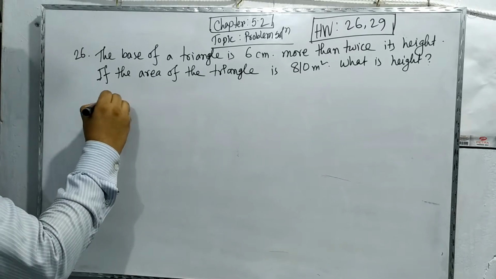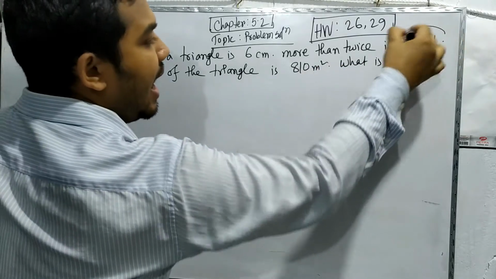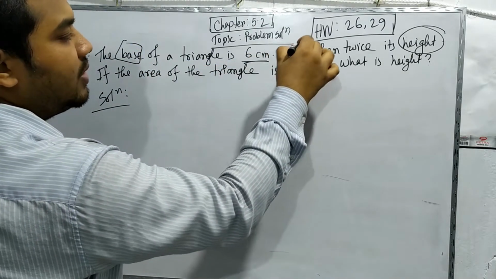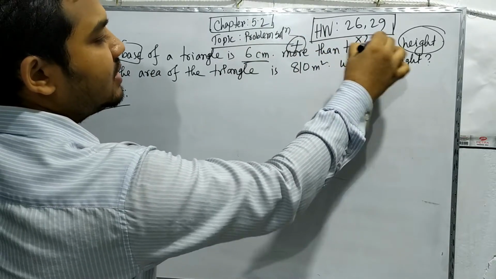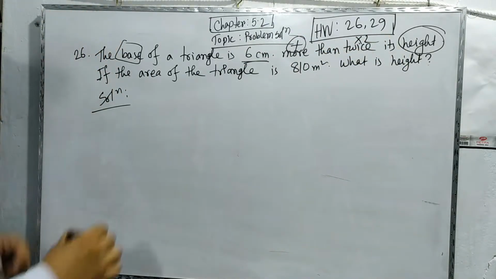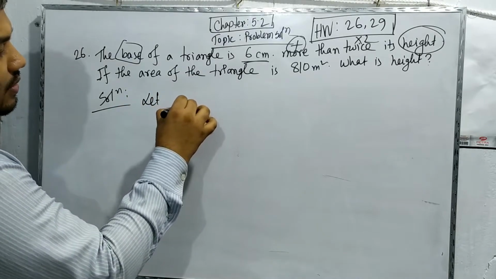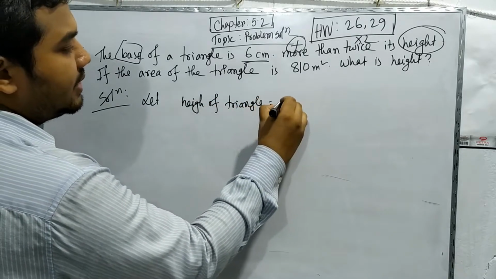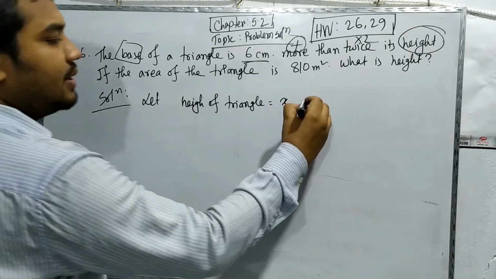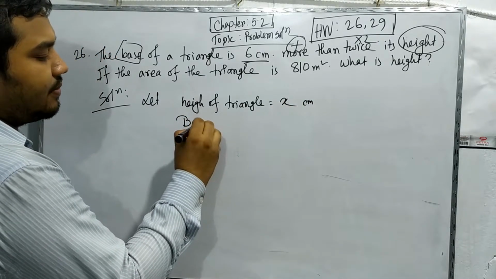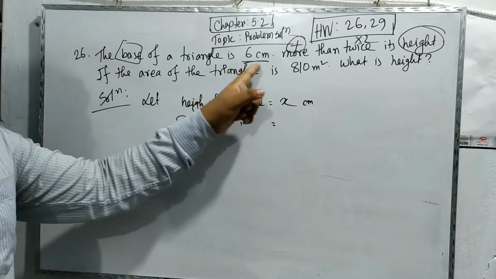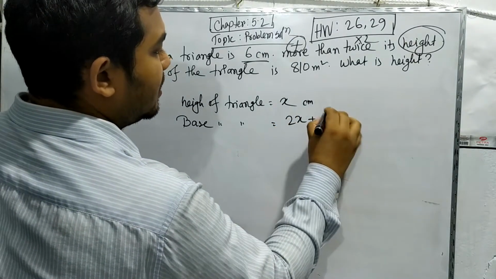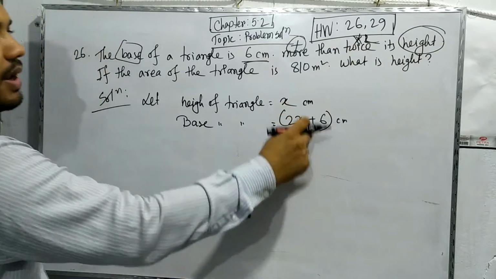So we can solve this math like this. The base is 6 more than twice the height. Let the height of the triangle be x centimeter. So the base of the triangle will be 6 more than twice x, that means 2x plus 6.